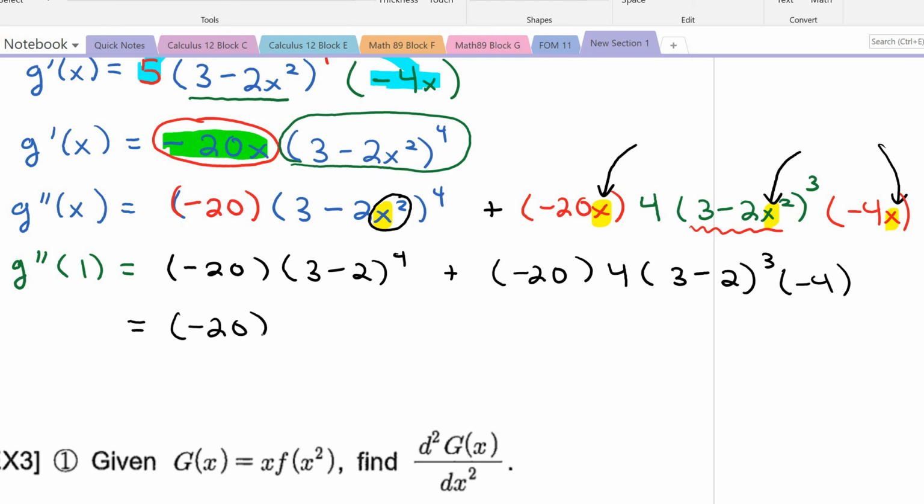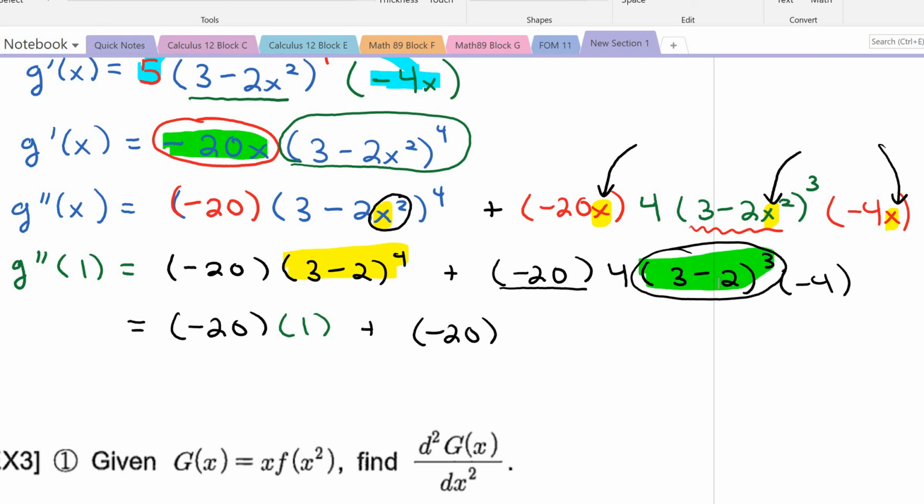The negative 20 remains. And then all of this right here, that's just 1, right? So now we can roll on with the rest of the problem here. That's going to be a negative 20 here. And all of this part right here, so I'm going to highlight this part here in green. All this in green is just 1, so you can just multiply the 4 and the negative 4, giving you negative 16. And then we just keep on going here.